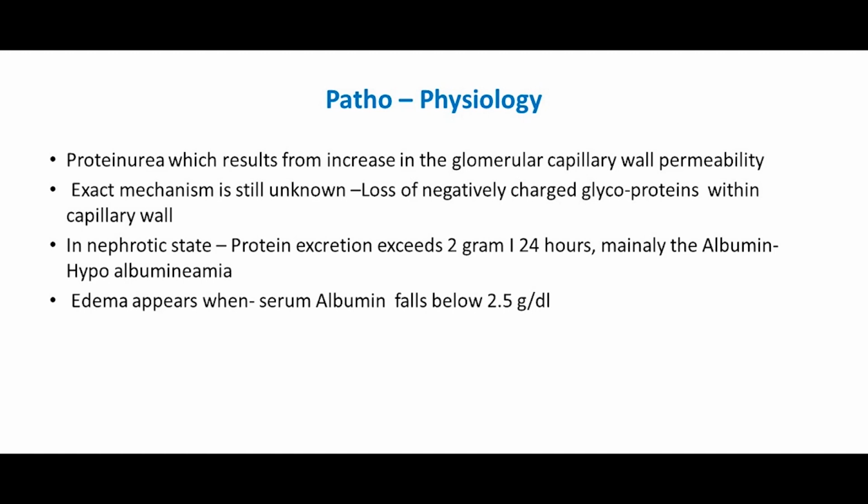There is an increase in the permeability of the glomerular cell wall basement membrane, because of which certain proteins which are essential to the body, which have to be withheld, are passing through the urine. This is because of the increased permeability of the glomerulus. The exact mechanism why glomerular permeability increases is still unknown to this day, and loss of some negatively charged glycoproteins within the capillary wall is considered the most common predicted cause.